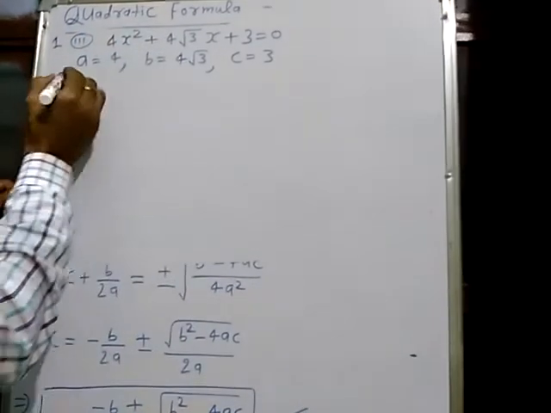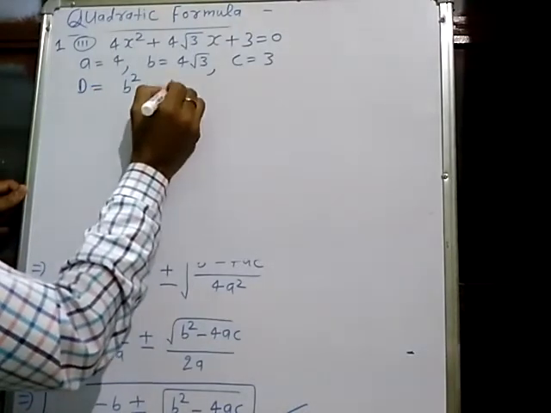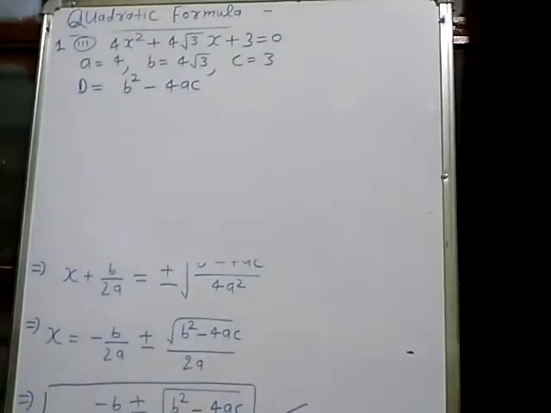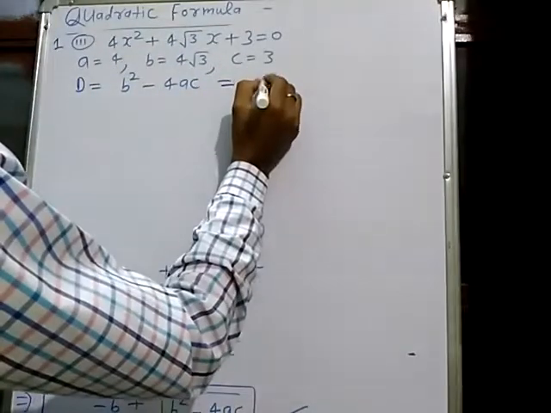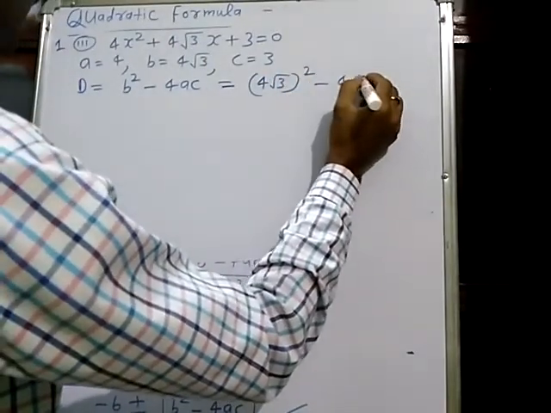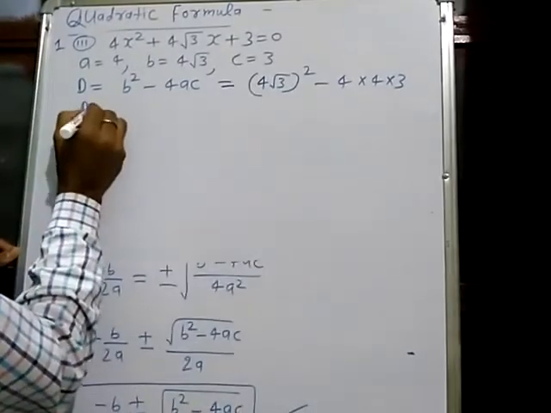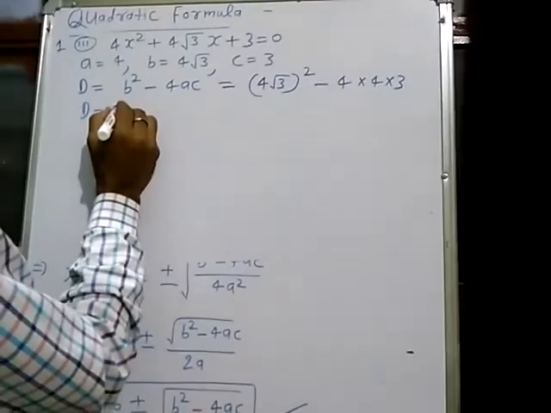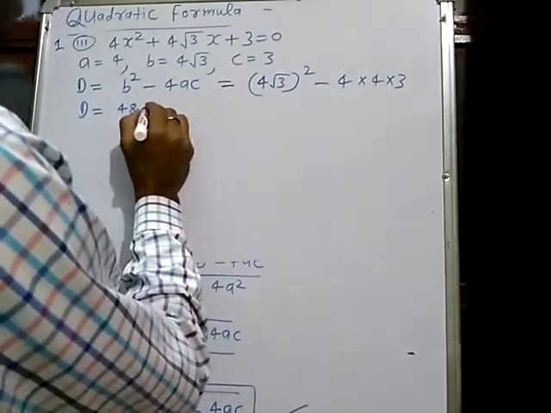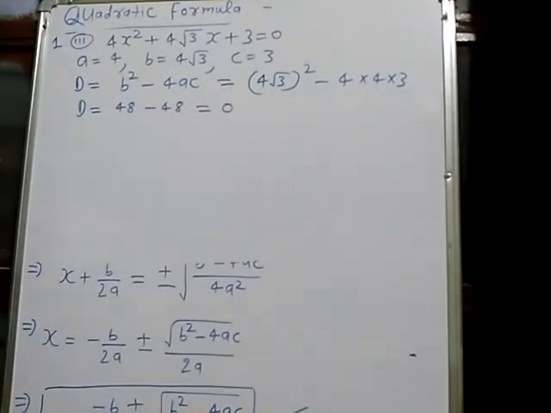Then to solve using the quadratic formula, write the value of D, the discriminant. D is equal to b square minus 4ac. So put these values. What is b? b is 4 root 3, squared, minus 4 into a into c. And as you solve, you will find the value of D. 4 square is 16, 16 threes are 48, because root 3 square is 3. Then 4 fours are 16, 3s are 48 again. 48 minus 48 is equal to 0. So we got D is equal to 0.